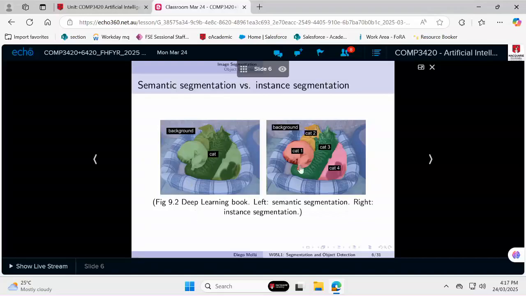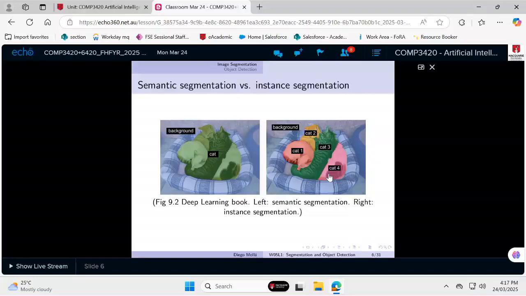In instance segmentation, every different cat will have a different label. So in this case, there are 5 different labels for cats, plus the background. The task of instance segmentation is harder than semantic segmentation, not because there are more tags, but because the number of tags is not known a priori. You don't know how many cats you are going to see. It can be 5, 20, 200 cats in there.